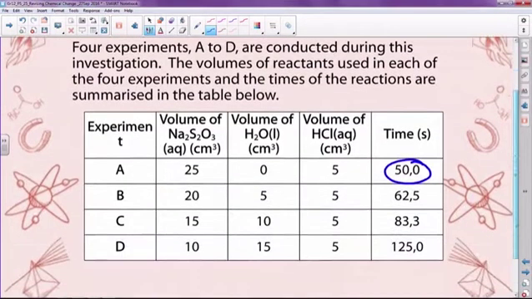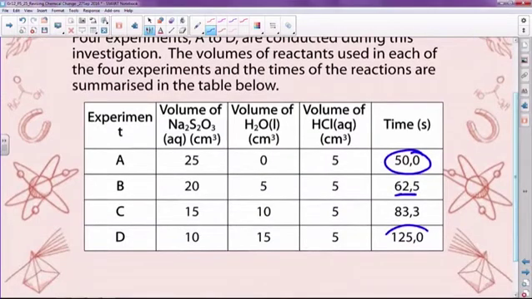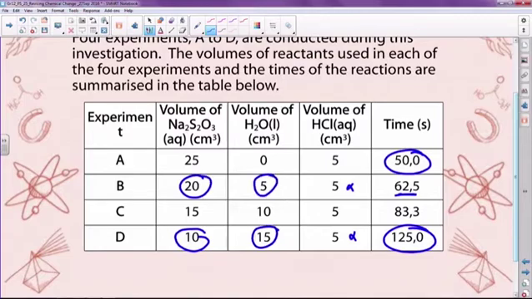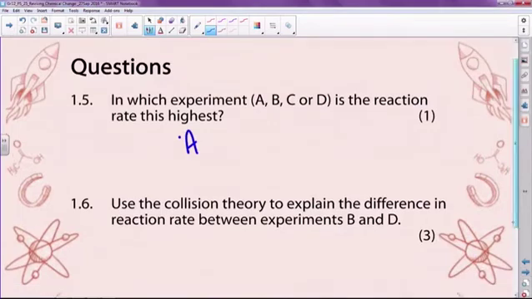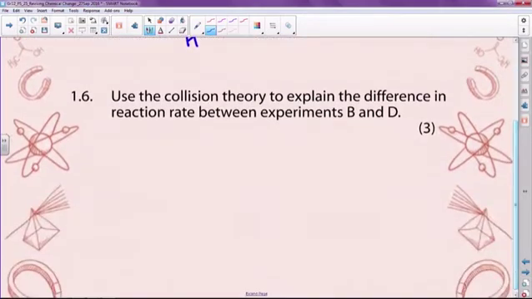Now they say, use the collision theory to explain the difference in the reaction rate between experiments B and D. So now you look at B and D and you go, well, B happens faster than D. So now what's the difference? Well, it's not the HCl volume, but it is the concentration of the sodium thiosulfate. Because in D, we have 10 centimeters cubed of the sodium thiosulfate added to 15 centimeters cubed of water, whereas here I've got 20 and only 5 centimeters cubed of water. So B has a higher concentration. Okay, now whether you explain this answer from B's point of view or from D's point of view, it doesn't matter, just stick to it.